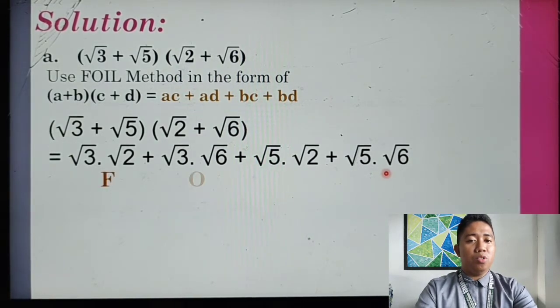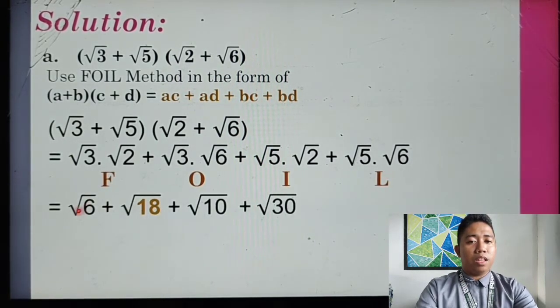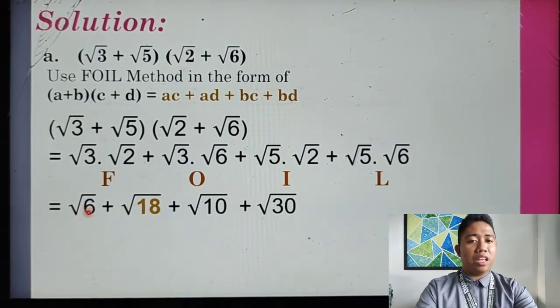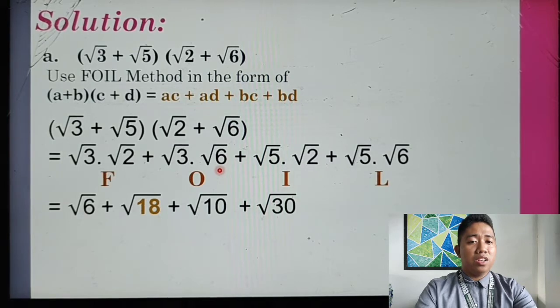The next step is to get the product of every term. So square root of 3 times square root of 2, we have square root of 6, by the product rule. And then you will multiply square root of 3 times square root of 6, which is square root of 18. And then square root of 5 times square root of 2, which is square root of 10. And square root of 5 times square root of 6, which is square root of 30.